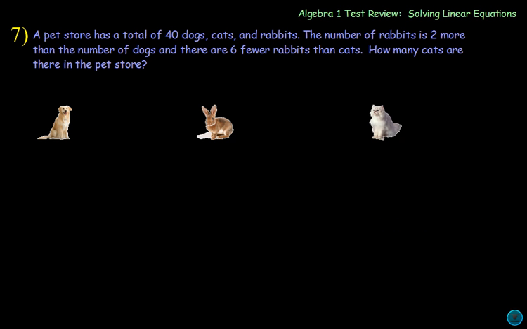Uh-oh, more words again. Uh-oh, what are we going to do here? There's some animals. All right, so it says a pet store has a total of 40 dogs, cats, and rabbits. The number of rabbits is 2 more than the number of dogs, and there are 6 fewer rabbits than cats. How many cats are there in the pet store?